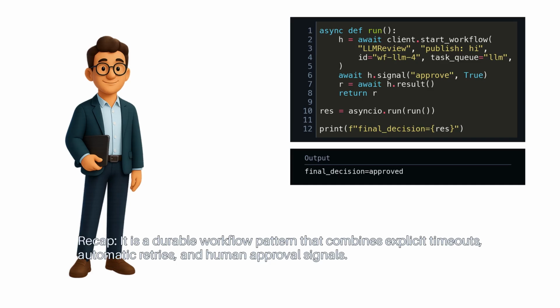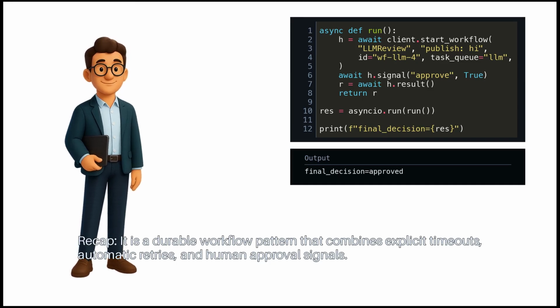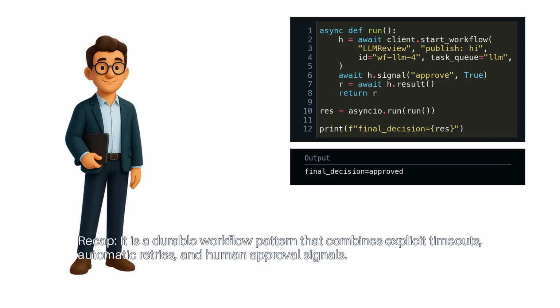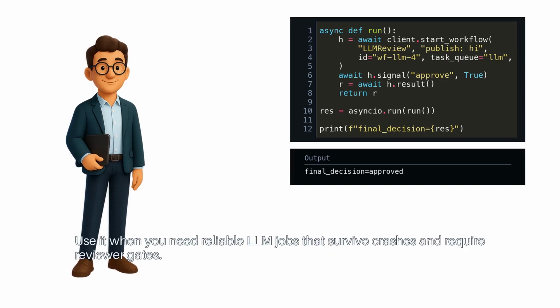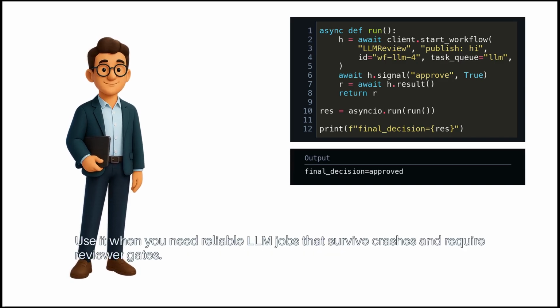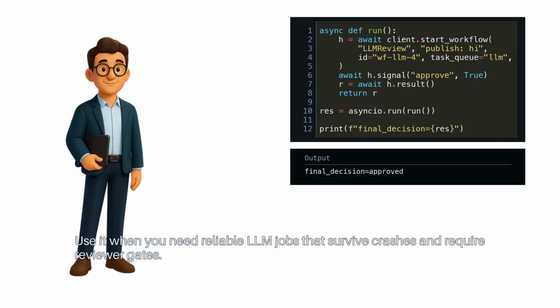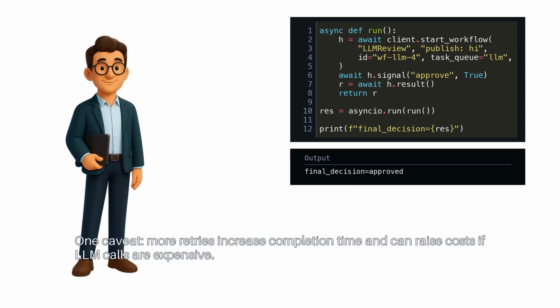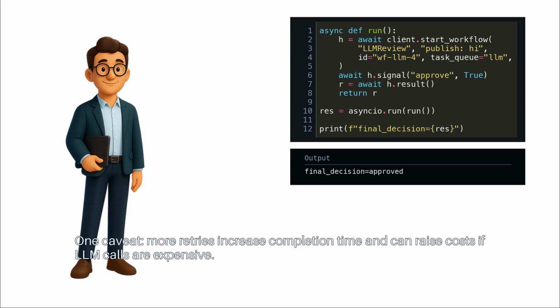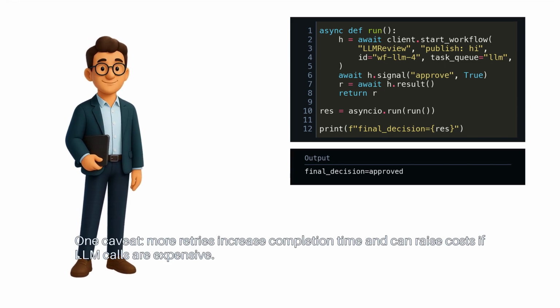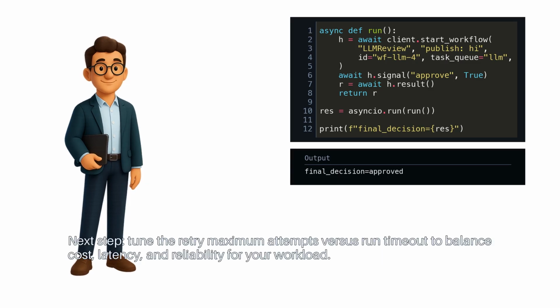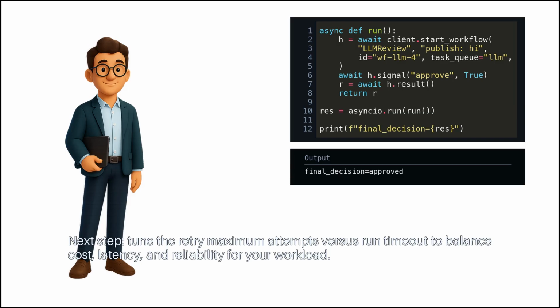Recap. It is a durable workflow pattern that combines explicit timeouts, automatic retries, and human approval signals. Use it when you need reliable LLM jobs that survive crashes and require reviewer gates. One caveat: more retries increase completion time and can raise costs if LLM calls are expensive. Next step: tune the retry maximum attempts versus run timeout to balance cost, latency, and reliability for your workload.